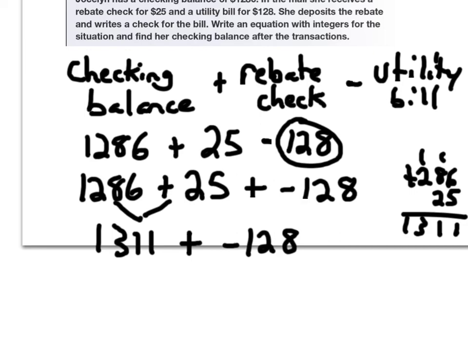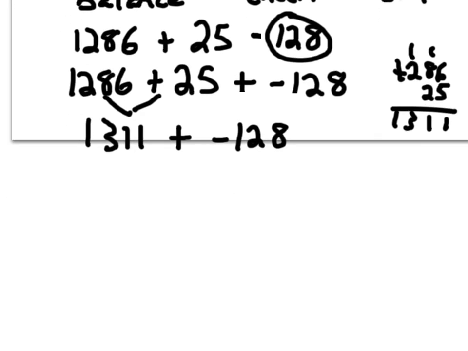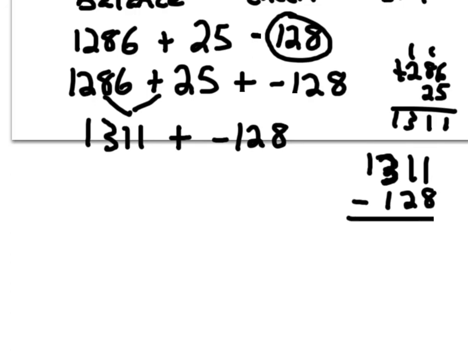Well, 1311 plus negative 128. Again, I'm going to find the difference of the numbers because they are opposite signs. One's positive, one's negative. That means I'm going to actually subtract them. So I'm going to take 1311 minus 128. Sorry, this should say 1311 minus 128. And I'm going to borrow here.